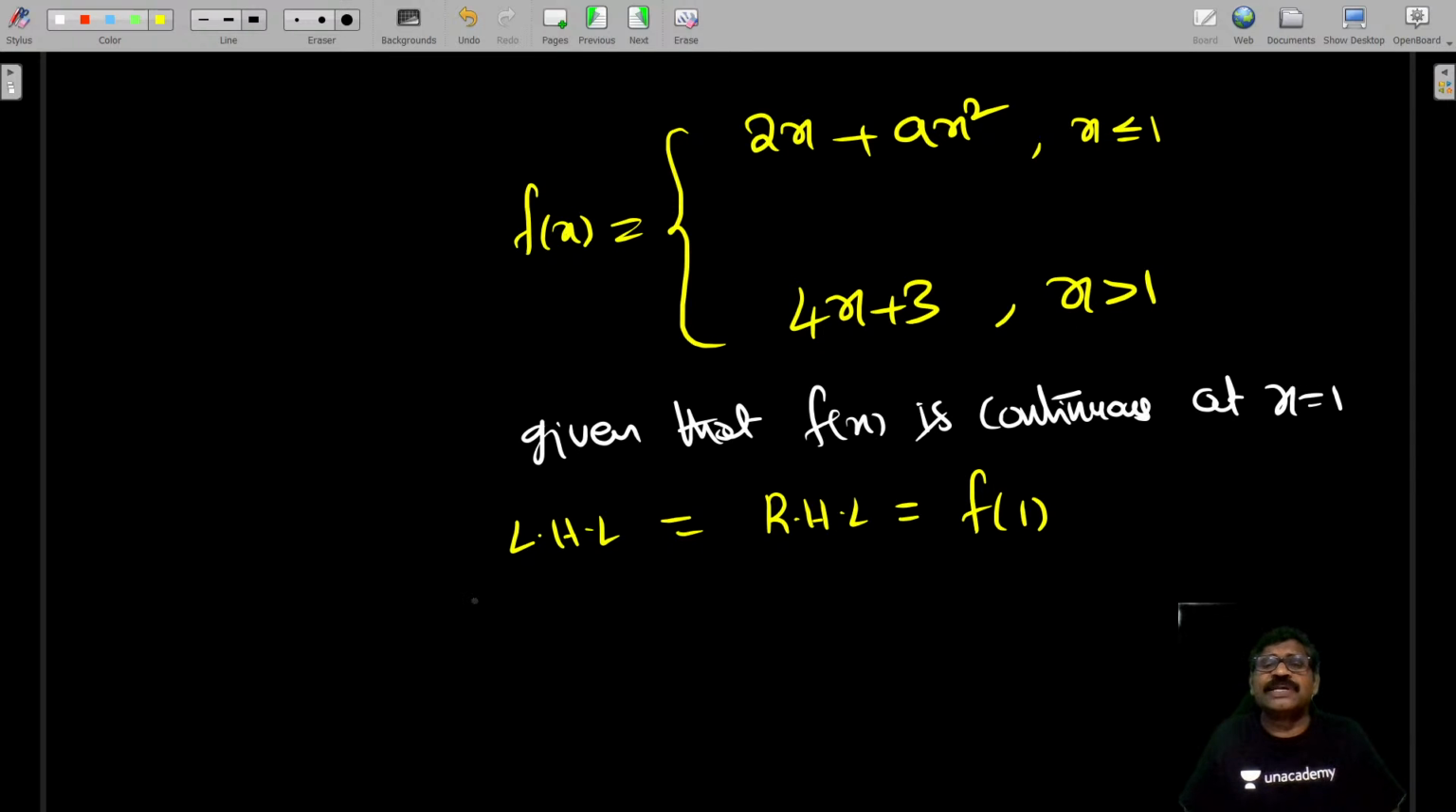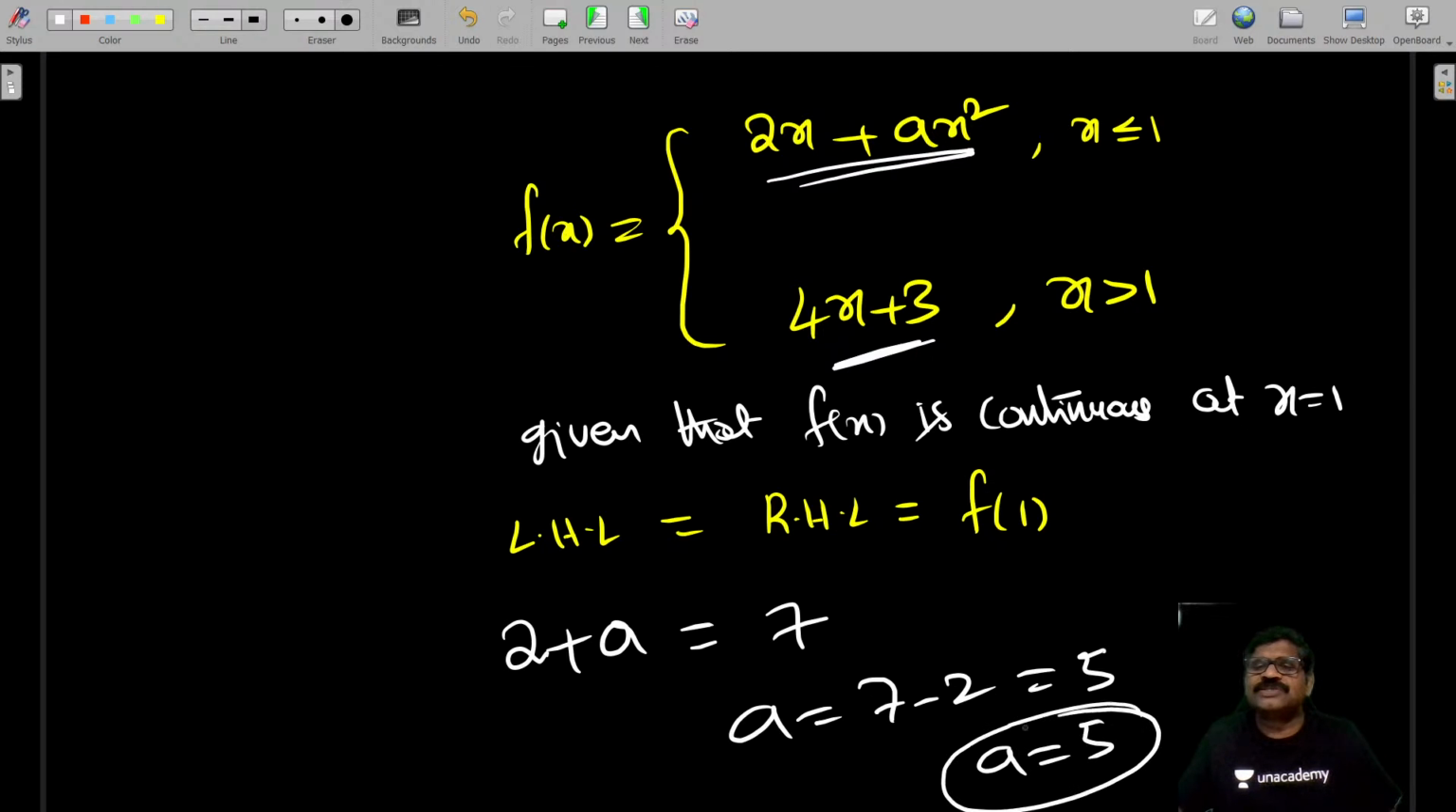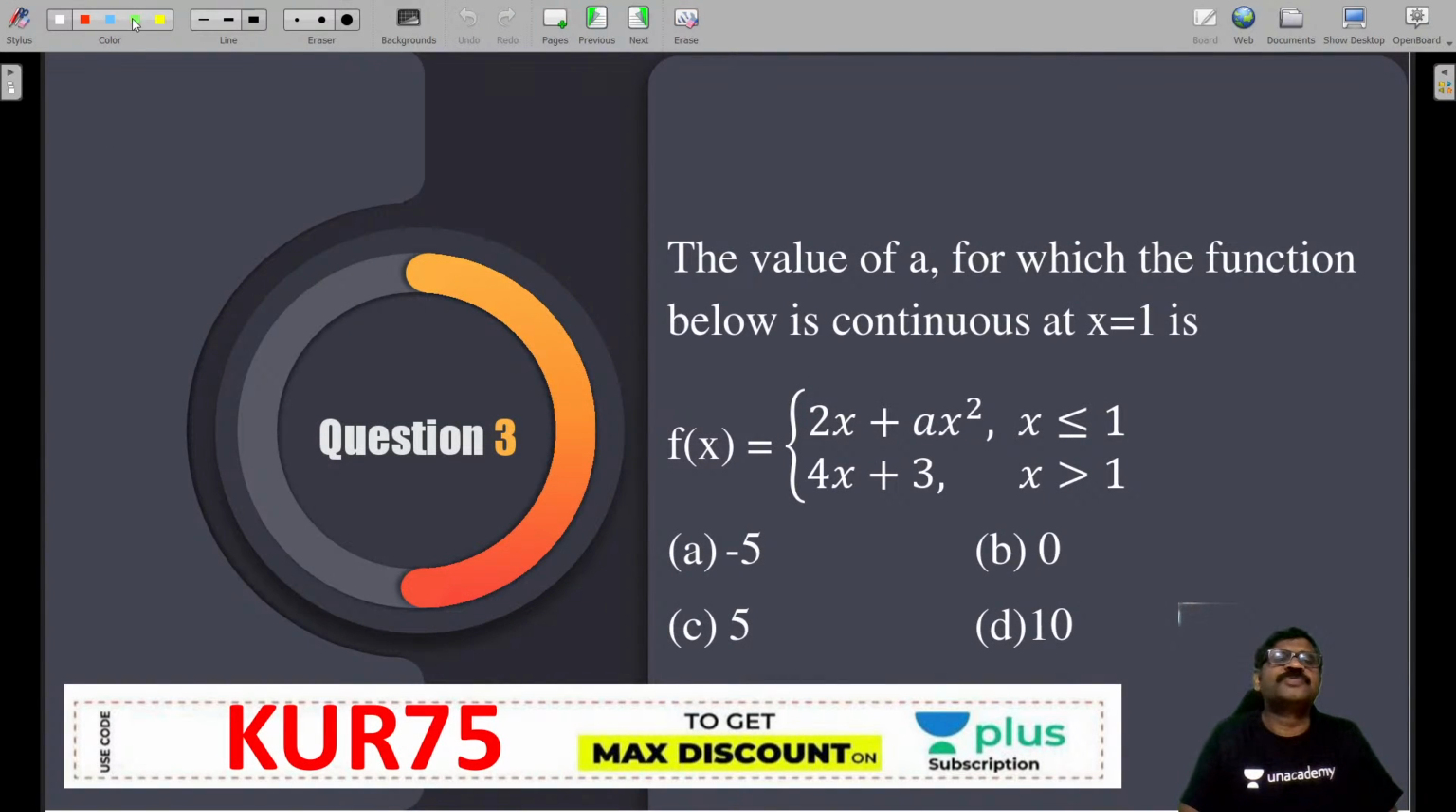When x is approaching 1 from left, 2x plus ax square, when x is tending to 1, it will become 2 plus a. When x is tending to 1 from right, 4 plus 3, 7. Now, the value of a is 7 minus 2, 5. So, a is equal to 5. So, in this problem, the value of a is 5.